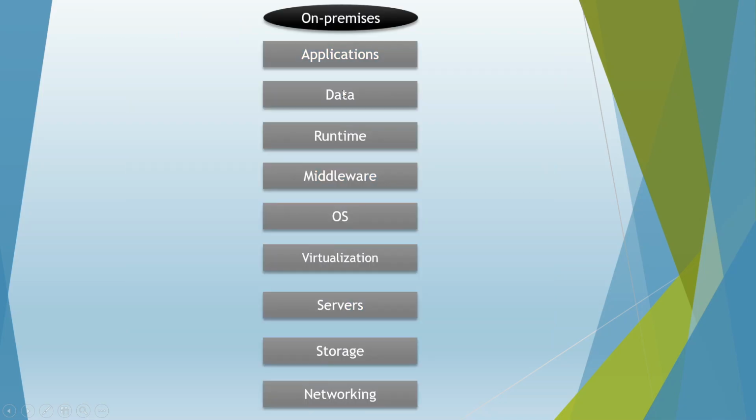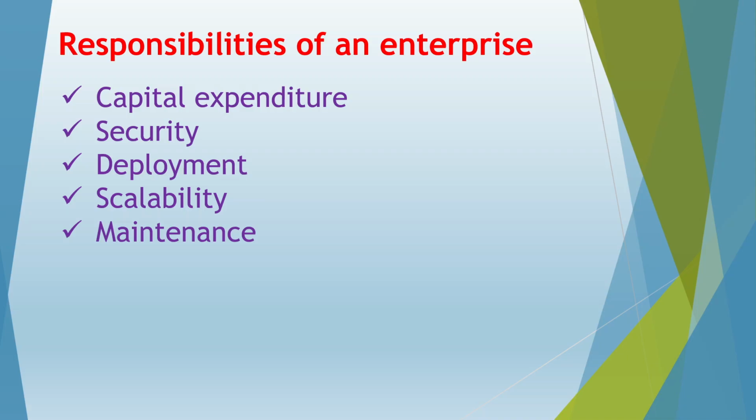So these are the things which we have seen. Whenever any organization is building any application, they need the network, storage, servers, virtualization, OS, middleware, and runtime libraries that are required to build the applications, and they have to maintain the data as well. So these are the different components that we have seen for an organization to build an IT system. So these are the features or the responsibilities when an organization is building an application, right?